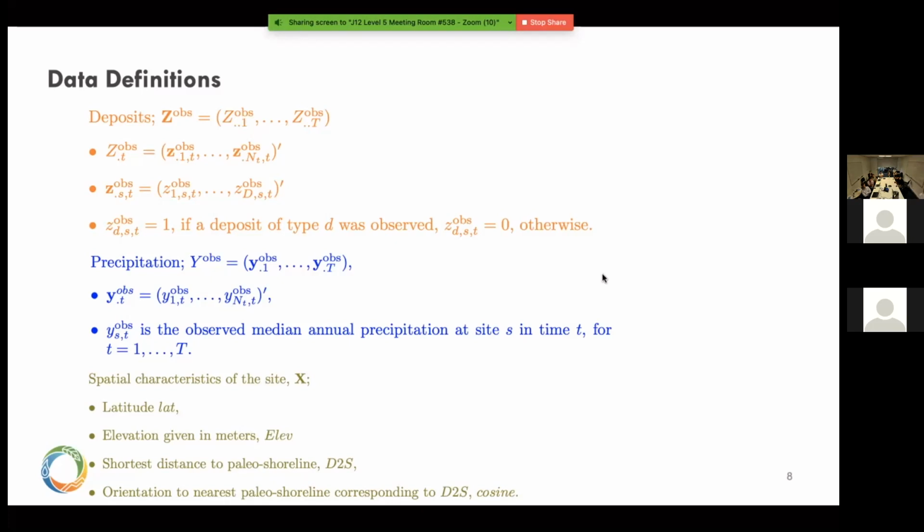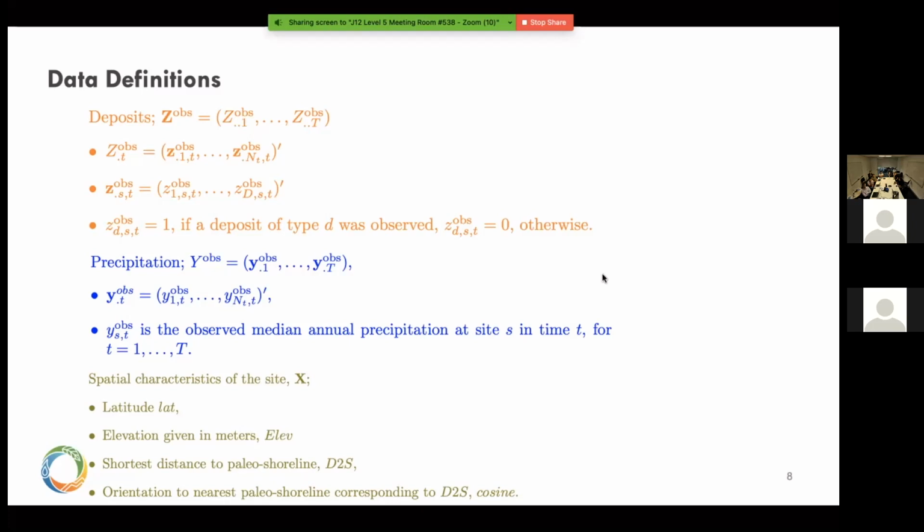Okay, so precipitation, the same idea. This is just a matrix of precipitation where Y_S(T) is the precipitation at site S in the era T. And it's the annual precipitation. And then for all these sites, we know things like latitude, elevation, distance to shore, and the orientation to the nearest shoreline, which effectively is the coastline.